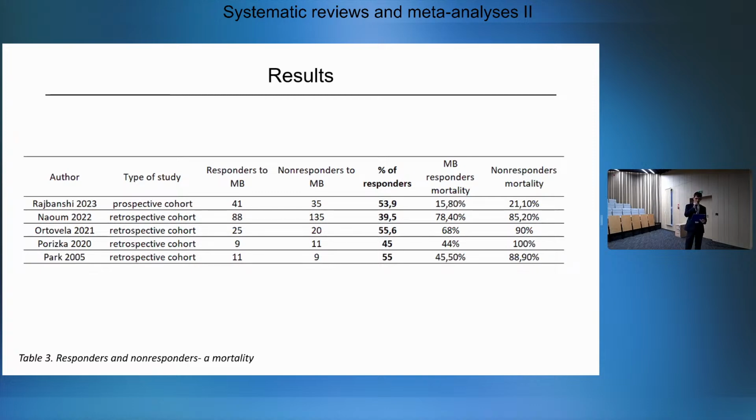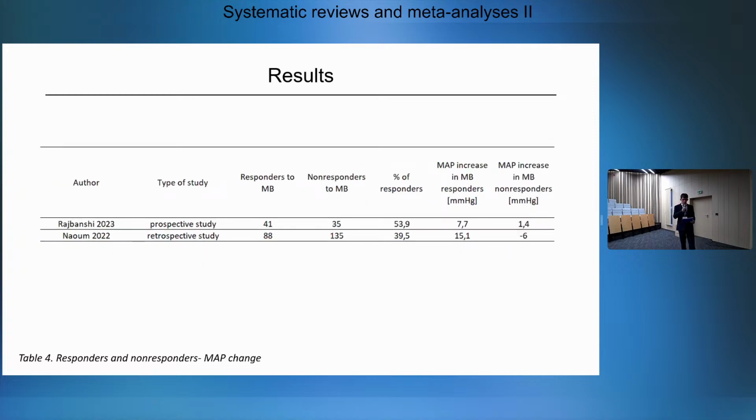The second outcome of this review is that more than half of patients don't respond to methylene blue administration by increasing arterial pressure, which is followed by a difference in mortality to the advantage of patients who respond. In most of the studies, responders were defined as patients with arterial pressure elevated at least 10% after methylene blue administration. Mean arterial pressure elevation in responders was at least 7.7 millimeters. Meanwhile, in non-responders, there was practically no increase in every study which contained this data.